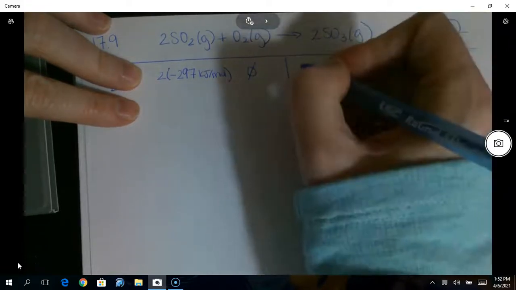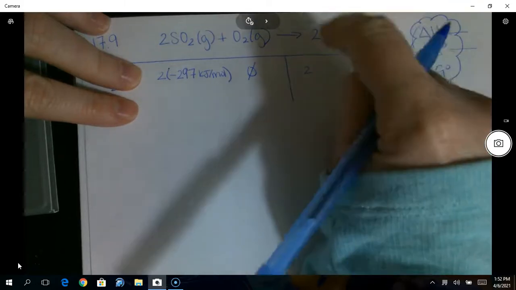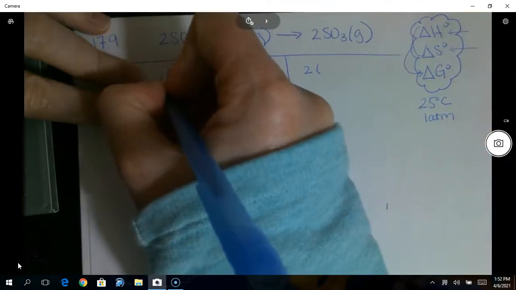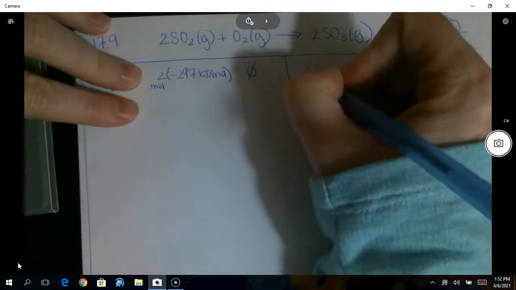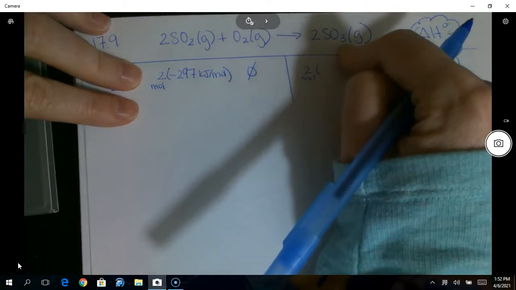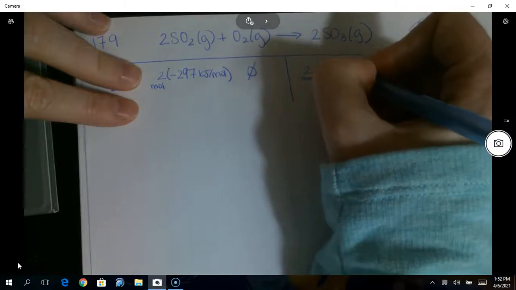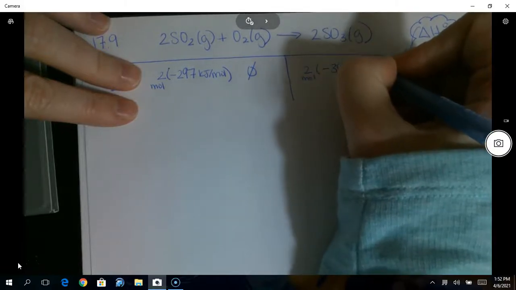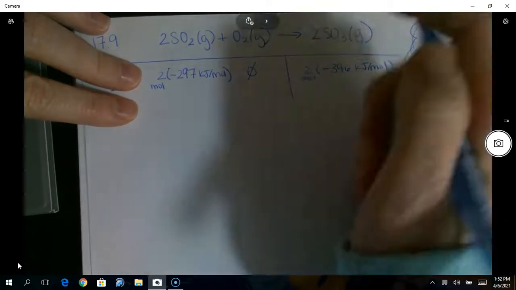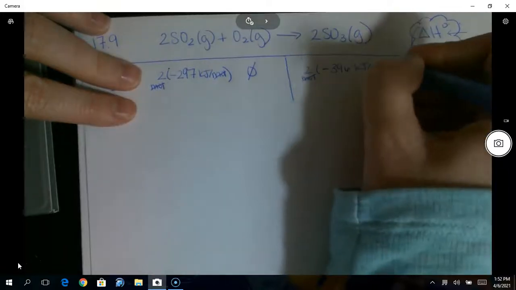Then my products, I've got 2 times my moles of SO3. This is 2 moles, by the way. So I've got 2 moles of SO3. Whenever you form SO3 from its elements, it's going to release negative 396 kilojoules for each mole. I've got 2 moles here, so my moles cancel.